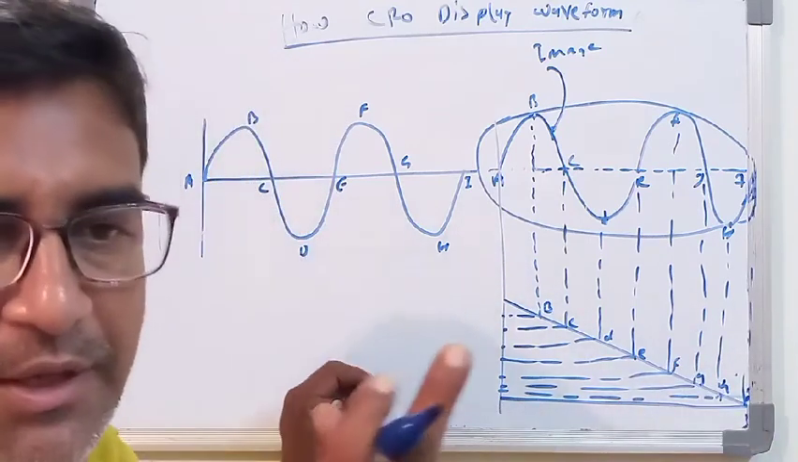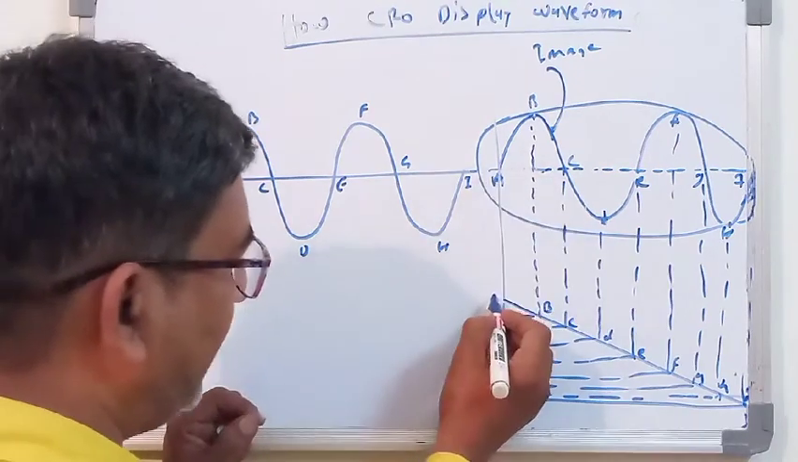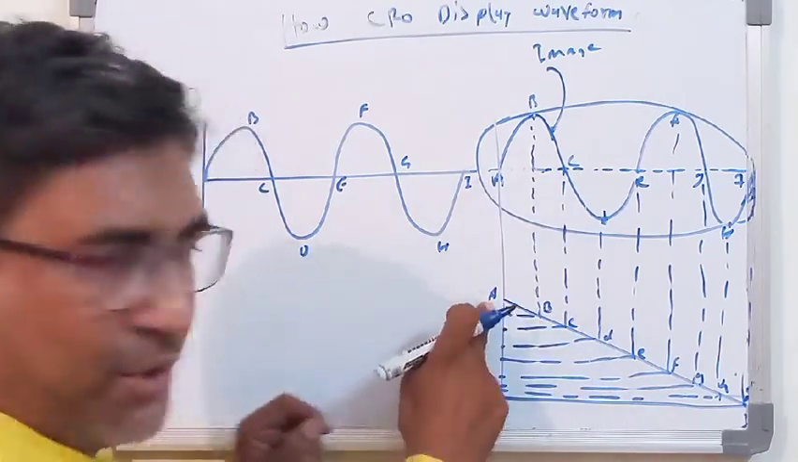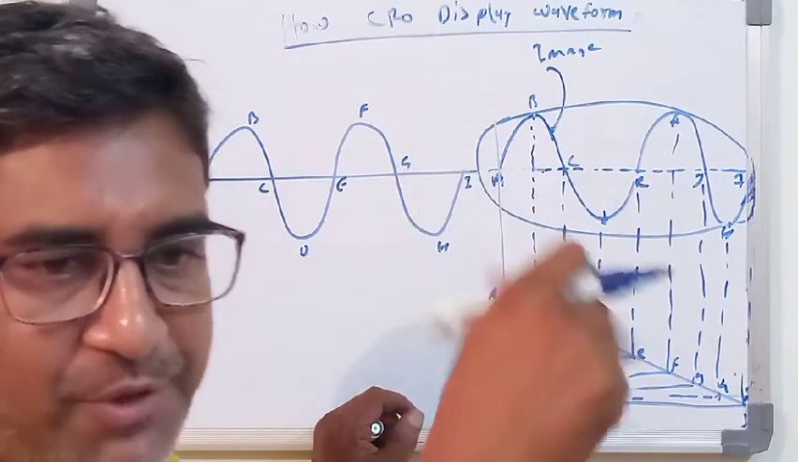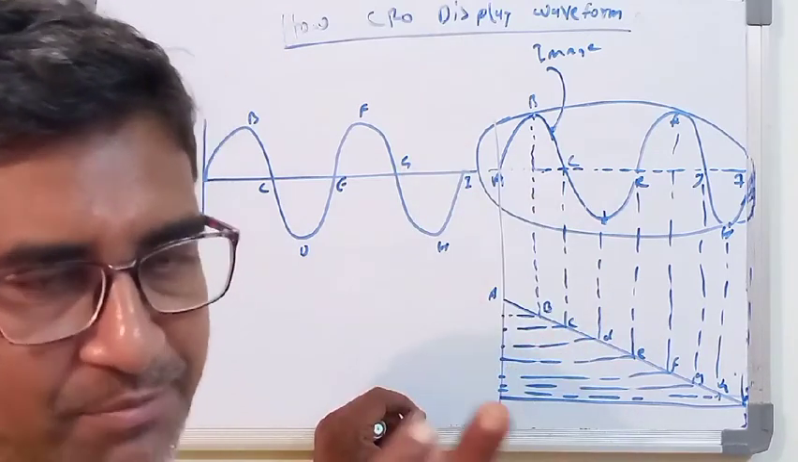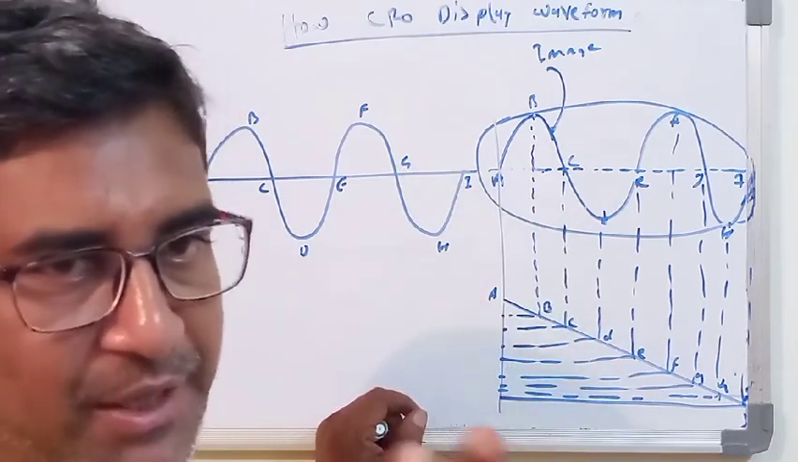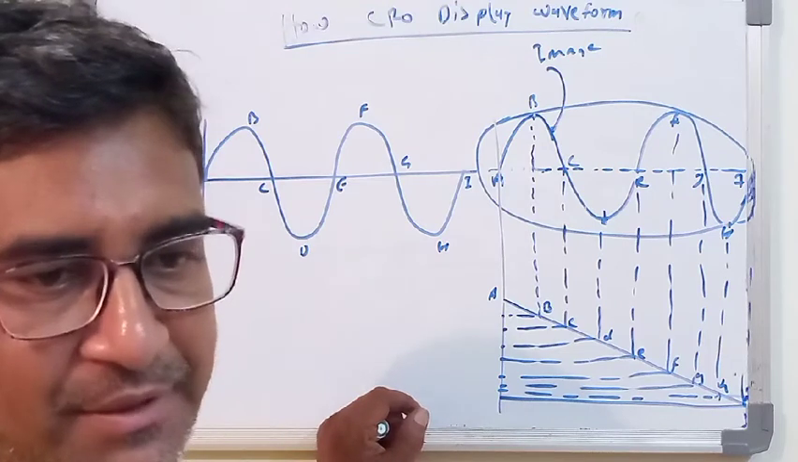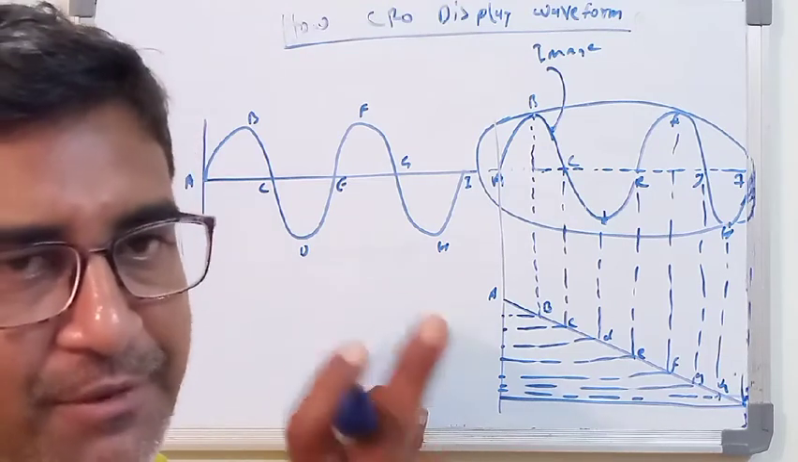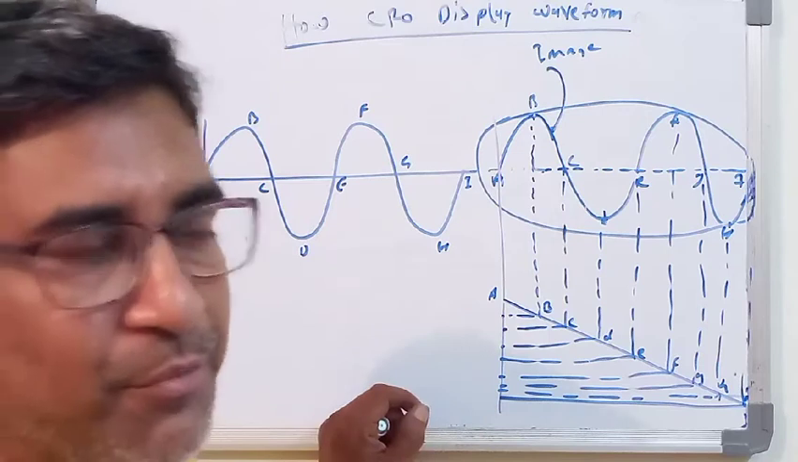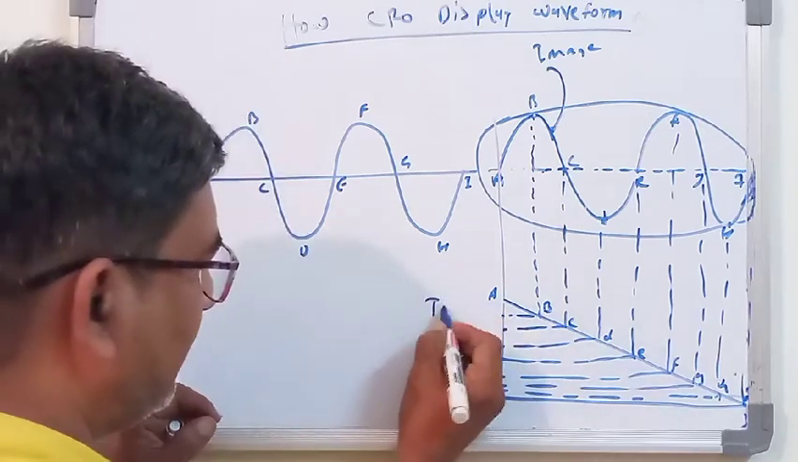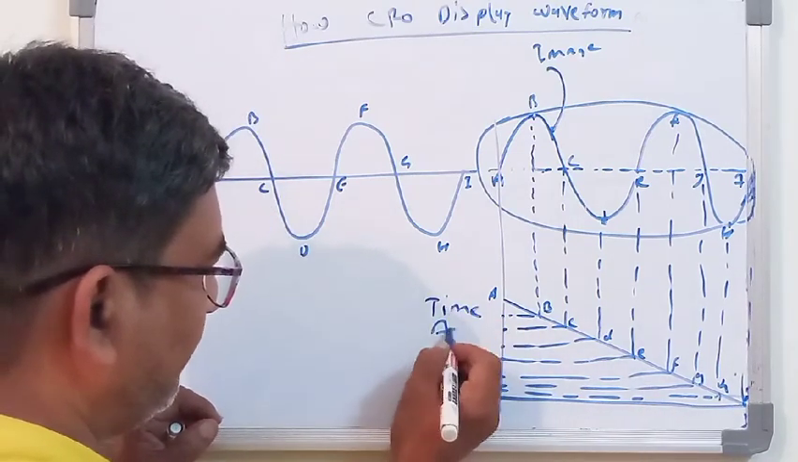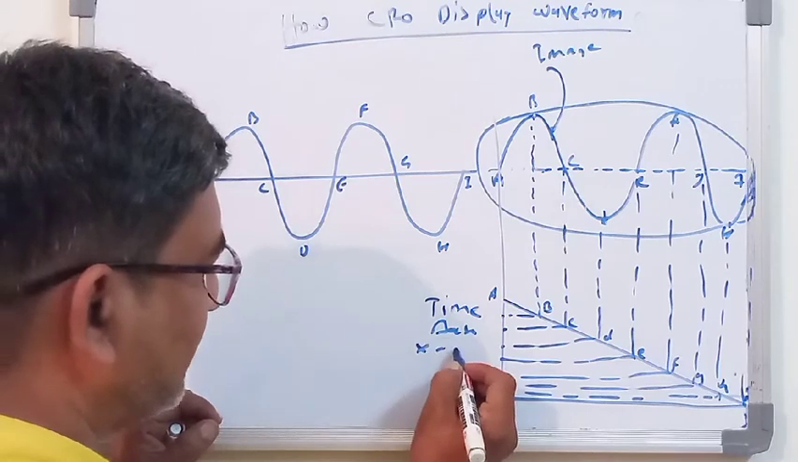Okay students, the A value has that position starting from 0, and that 0 is nothing but the time base. That time base signal is recorded as the X input. Okay, it is a time base, meaning an X input.